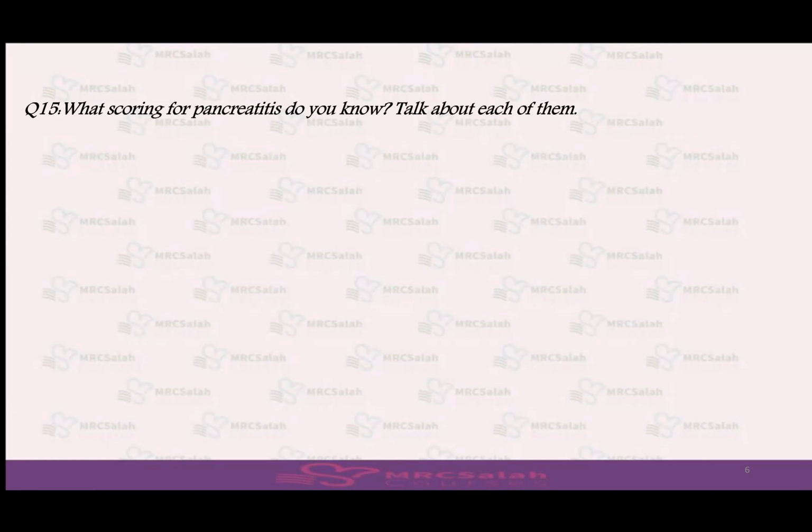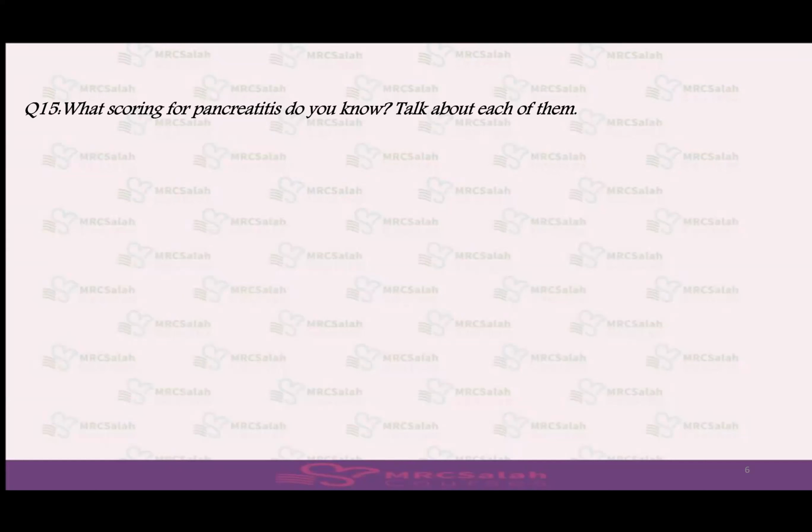Balthazar CT scoring depends on the CT ordered 3 to 5 days after onset of pancreatitis. 0 or A is given for normal pancreas, B is given 1 point for edema in the pancreas, C is given 2 points if there is inflammatory change in the pancreas or peripancreatic fat, D for ill-defined peripancreatic collection, and E is given for 2 or more ill-defined pancreatic collections. What is the benefit of Ranson criteria? We do it for what?